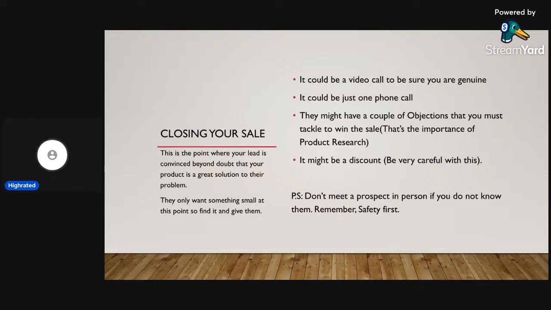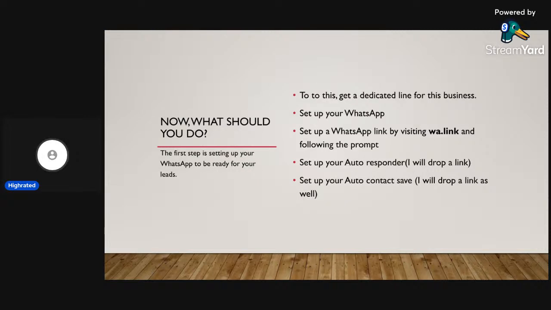Also, some of them might have a couple of objections, but remember, you have done your own product research. You understand your product more than any other person. So once they come with an objection, you have to be able to tackle it in a manner that will help them to trust your product more. And then you can introduce a discount, but be very careful not to spend all the money you have made on discounts.